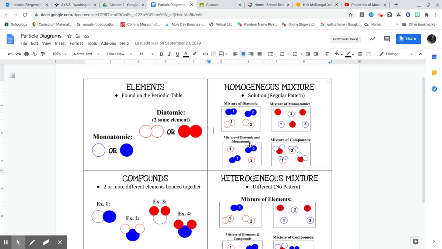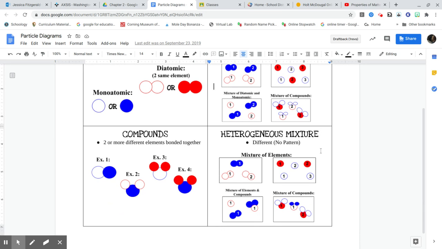We look at this example down here, and it's a mixture of diatomic and monoatomic. So we have 2 monoatomic elements and 2 diatomic elements, but we have the same number, so it's the same throughout. Homogeneous means to be the same. We can also have a mixture of compounds. Okay, so we have this is compound 1, compound 2 of the same type of compound. So we could say this is water, and we could say this is another type of compound right here. Okay, and it's again 2 and 2 of the same.